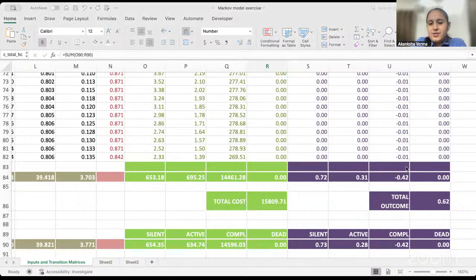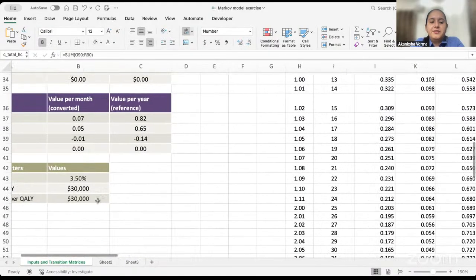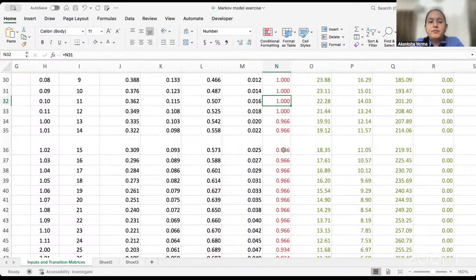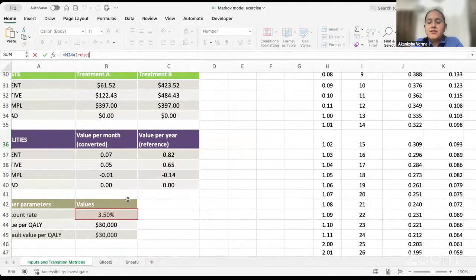Any questions? What is the rate of discounting considered here? The rate of discounting considered here is 3.5, which was mentioned in the table here. Discount rate is 3.5. Let me show you the formula again. You won't see it because I have linked it directly to this. 3.5 is the discount rate. Okay.